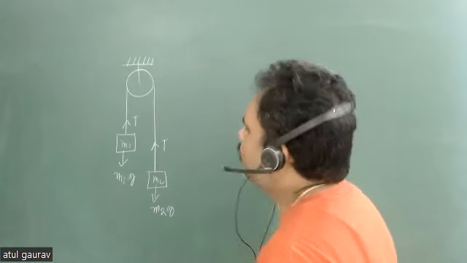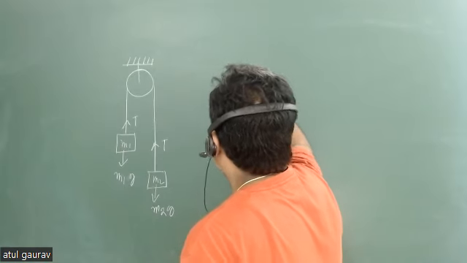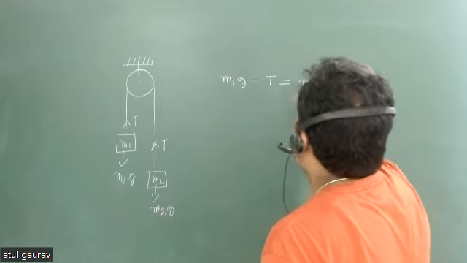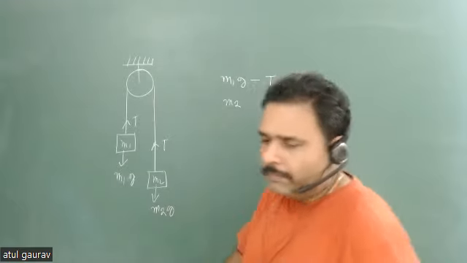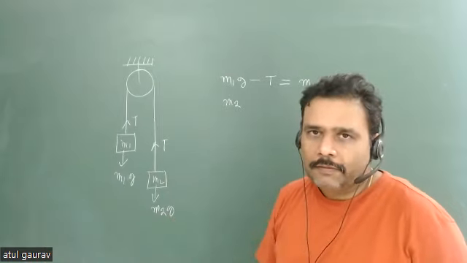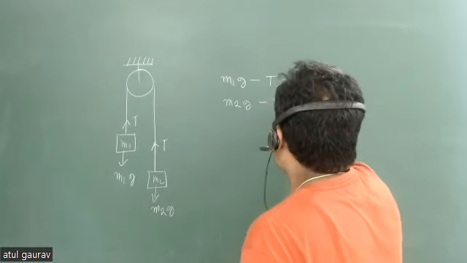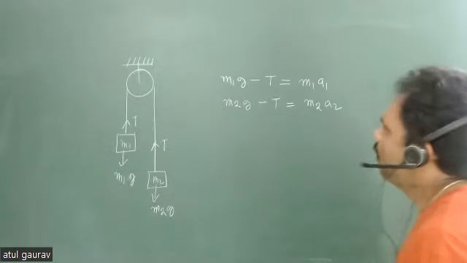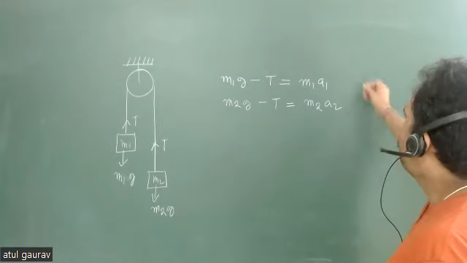So what you will do, you will write the equation of motion. So how I will write the equation of motion? I will write equation of motion like M1G minus T is equal to M1A1. And second equation I will write, because I am not assuming anything, M2G minus T is equal to M2A2. Okay? M1G minus T is equal to M1A1, M2G minus T is equal to M2A2. So how many equation is there?